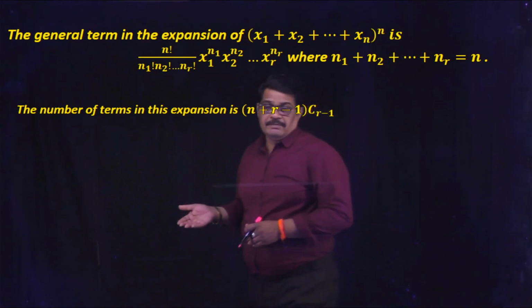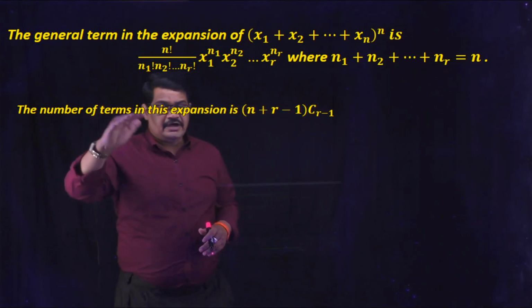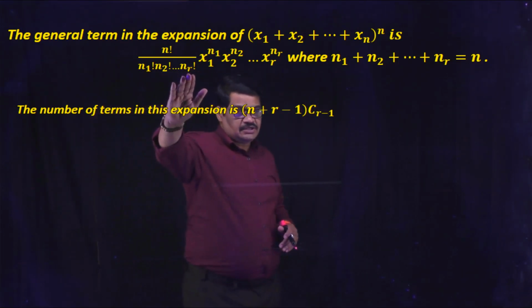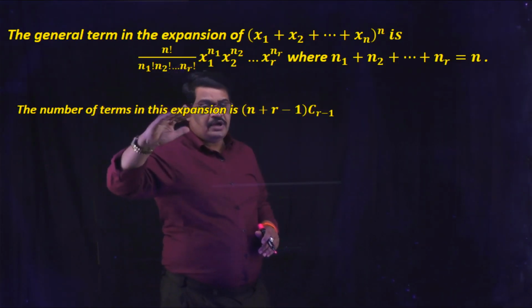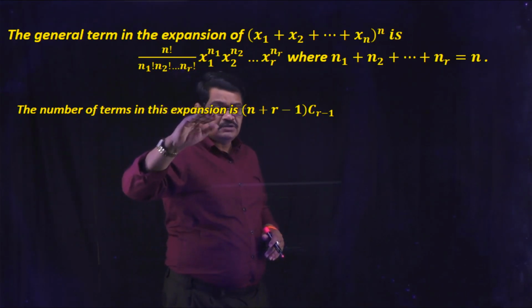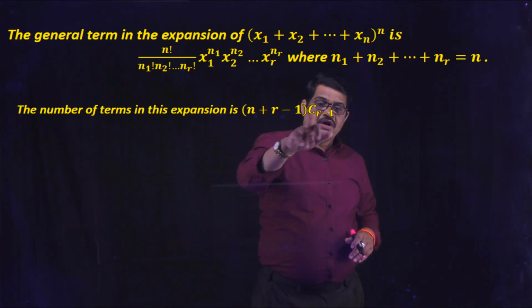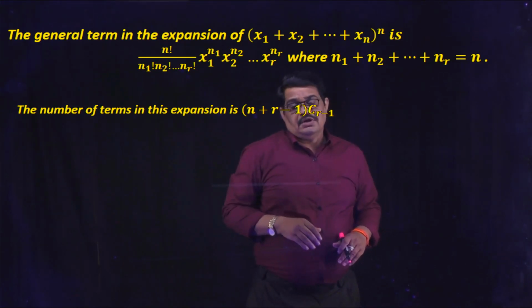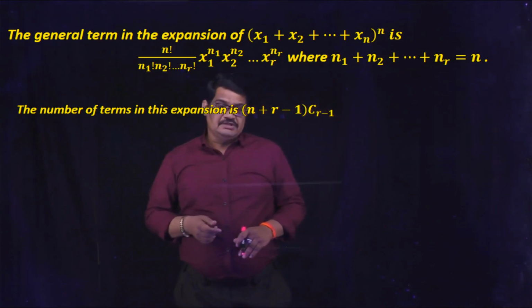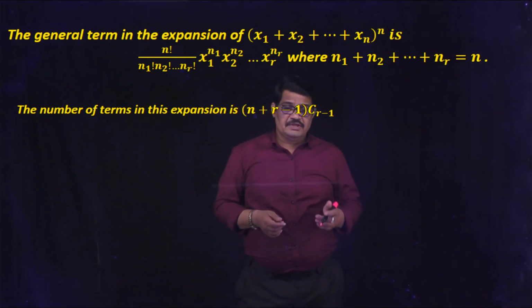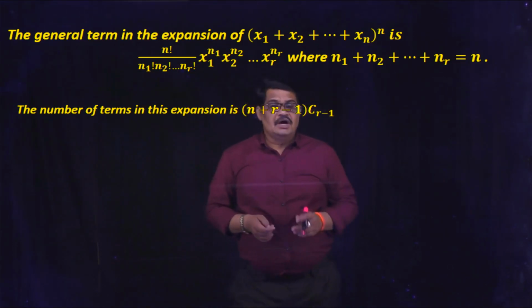Okay, the number of terms in the expansion. In this expansion, this is the general term. How many terms are there in the expansion? The formula is (n + r − 1)C(r − 1). So the number of terms in this expansion is (n + r − 1)C(r − 1).